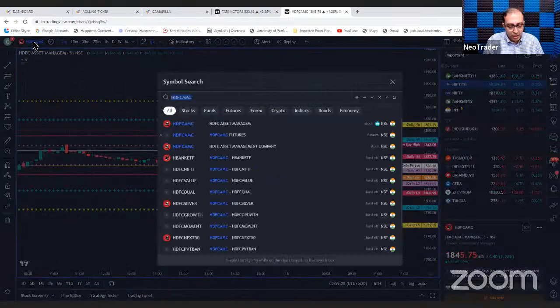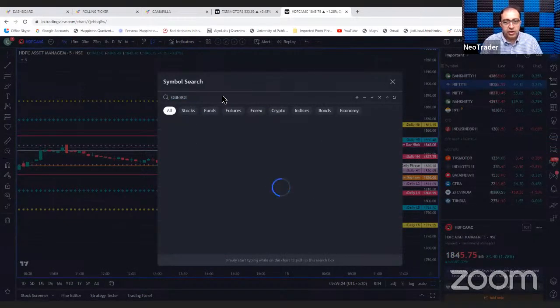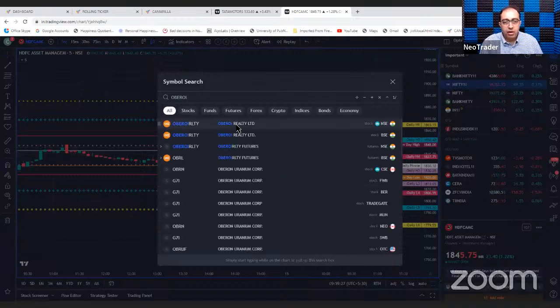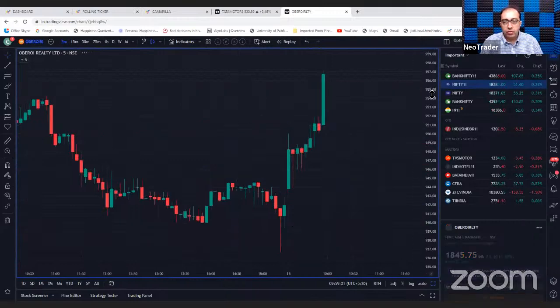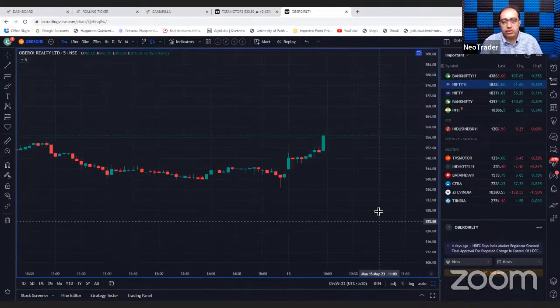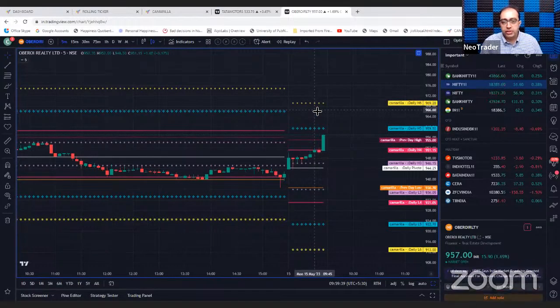So let's look at two real estate names which have been very active. One is Oberoi Realty and the other is Godrej Property. Okay, so this is Oberoi Realty. You can see here the movement is very swift. So potential of this is towards 969. You can see here nice long body candle. Right, nice long body candle hai, और it's moving towards your Camarilla.